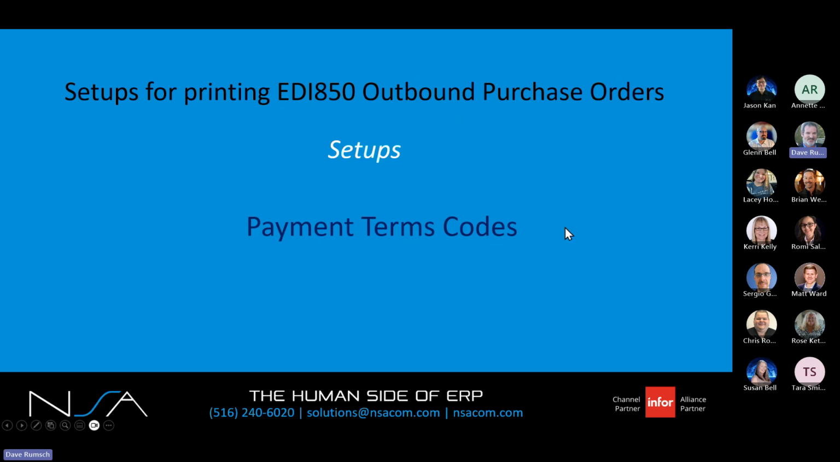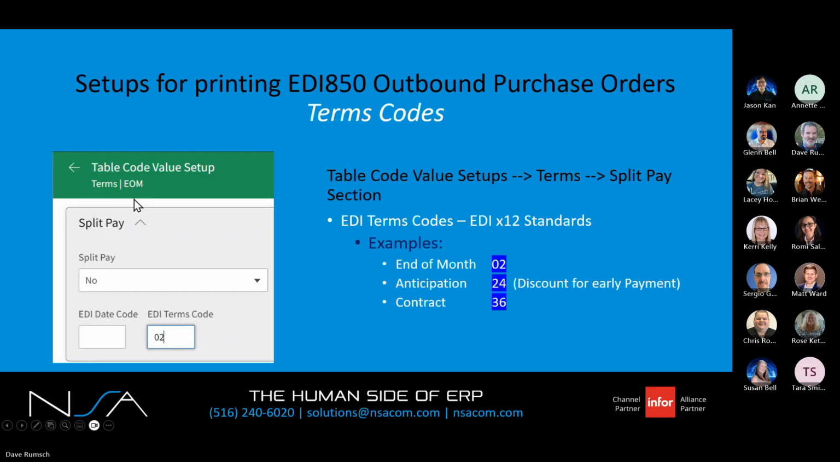Payment terms is the last one that we use that's X12 standard. In this case, I'm going again to the table code value setups. I'm doing terms. Now notice on the split pay section, there's another section for EDI terms codes. Now these are X12 standards as well, and here's an example of 3 of them. 02 means end of the month.